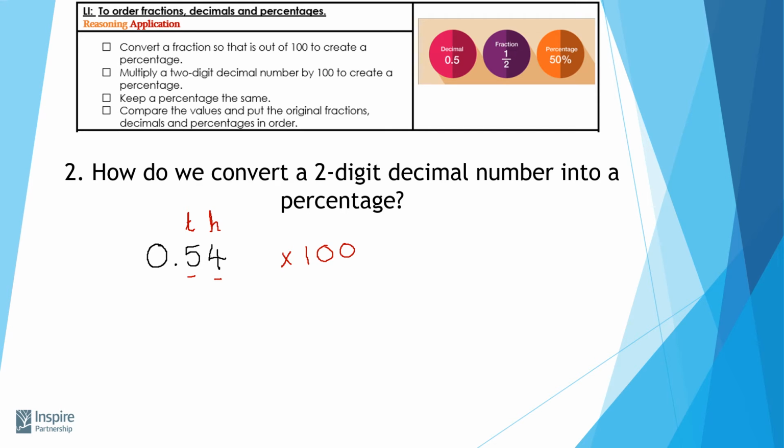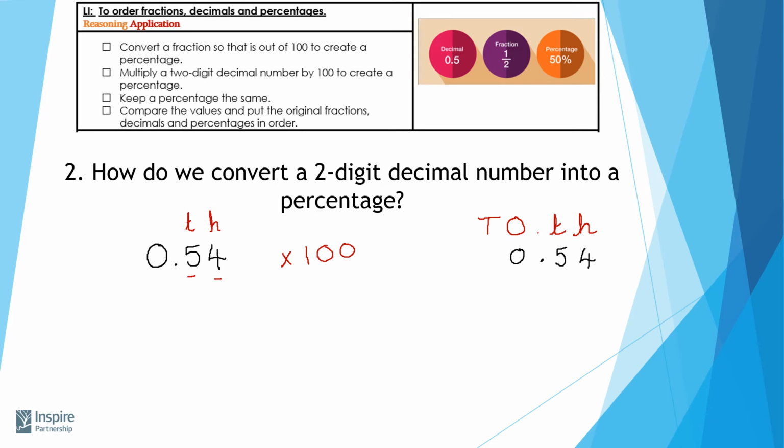I'm just going to rewrite my place value grid over here just so that you can see very, very clearly how that works, what the maths is behind it, what the movements are behind it. So I've got no ones, my decimal point, I've got 5 tenths and I've got 4 hundredths.